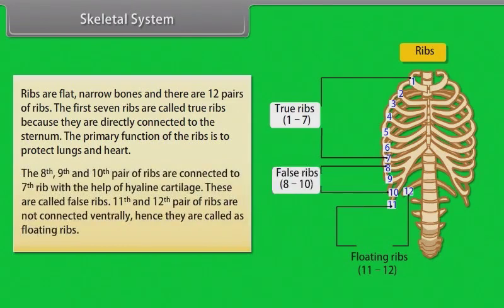The 8th, 9th, and 10th pair of ribs are connected to the 7th rib with the help of the hyaline cartilage. These are called false ribs. 11th and 12th pair of ribs are not connected ventrally. Hence they are called floating ribs.